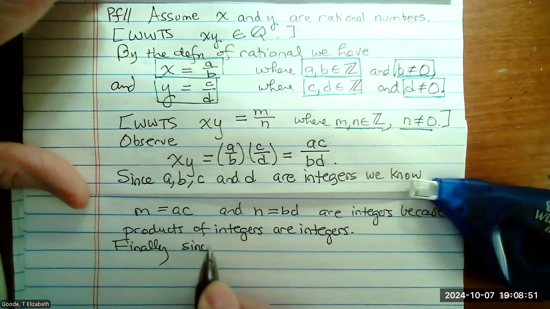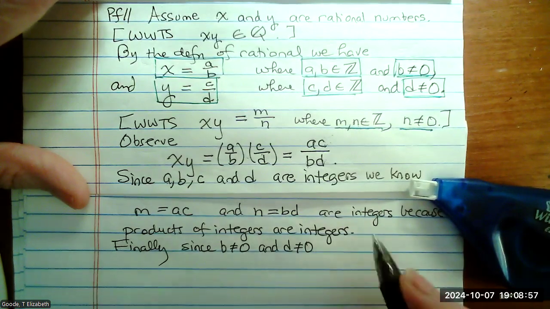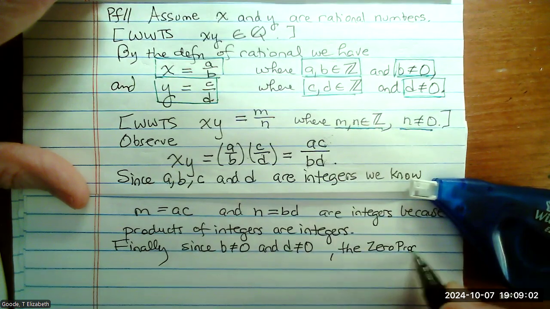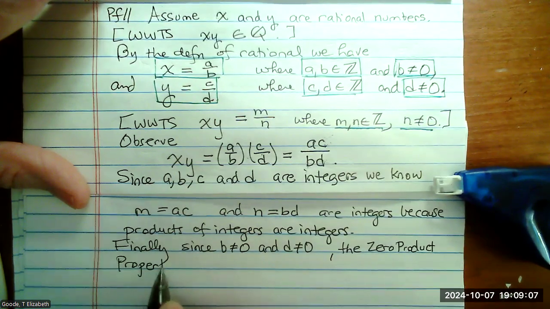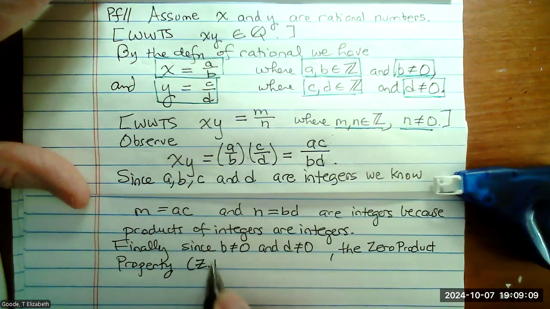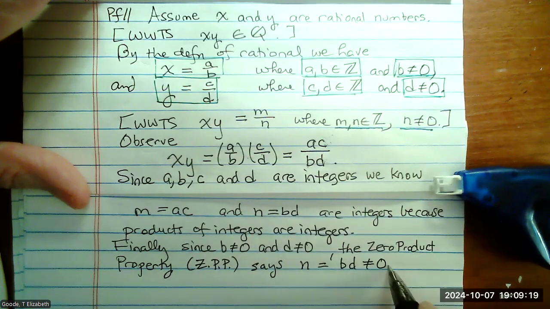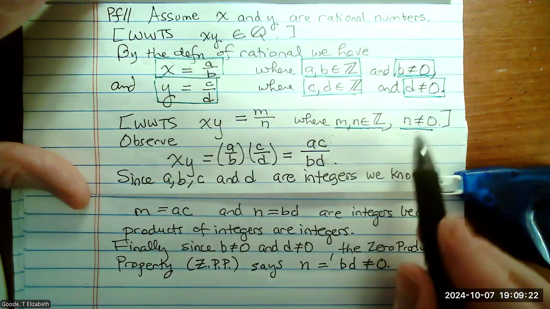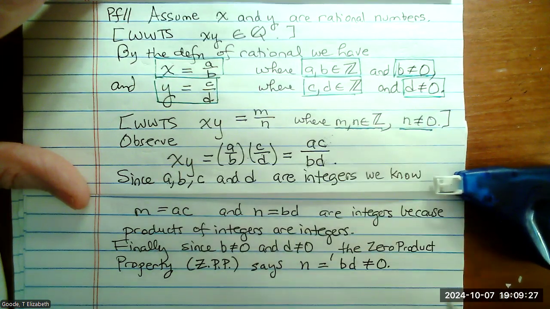Just say, since B is not equal to 0 and D is not equal to 0, the 0 product property, I'm going to write it here, but mostly we'll say ZPP. I'm just going to write it for the notes because I think we've only used it once before. The ZPP, by the 0 product property, says N equals B times D is not equal to 0. All right. So we just got that denominator, BD, which we're calling N, is not 0.